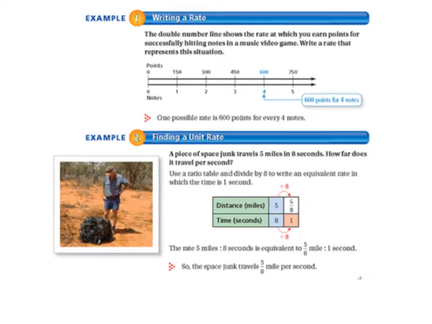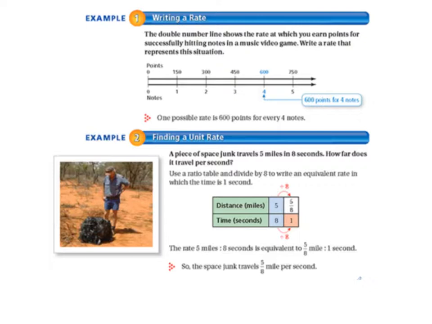Example 1, writing a rate. The double number line shows the rate at which you earn points for successfully hitting notes in a music video game. Write a rate that represents this situation. So we have a number line for points on the top and a number line for notes on the bottom.